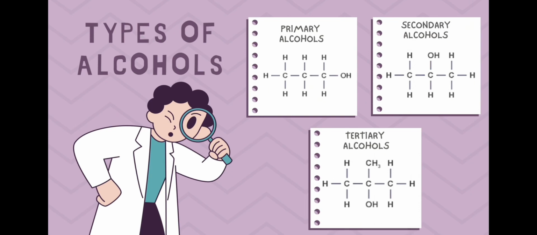Next, secondary alcohol have the OH group attached to a carbon bonded to only one hydrogen, found in the middle of the chain. For example, propan-2-ol. Lastly, tertiary alcohol have the OH group attached to a carbon that has no hydrogen atoms, but is bonded to other carbon branches. For example, 2-methylpropan-2-ol.